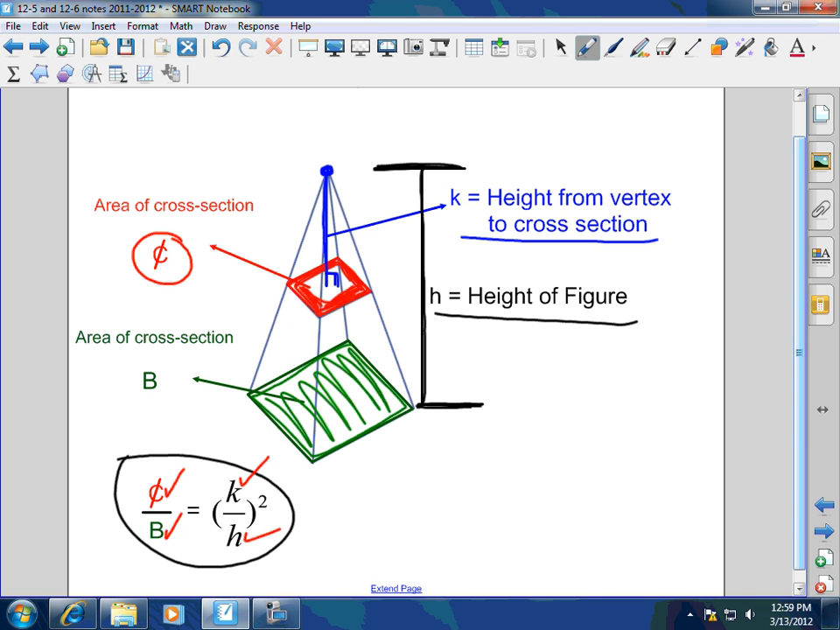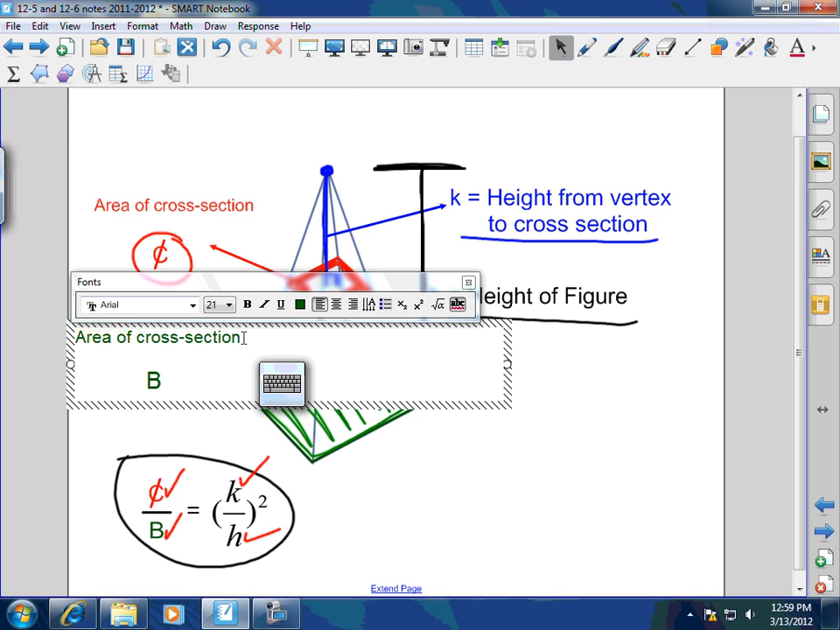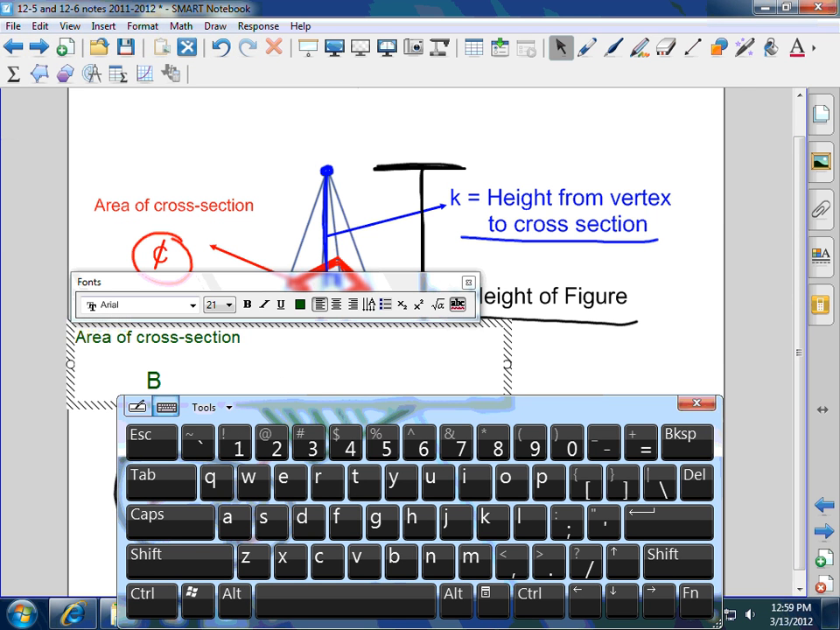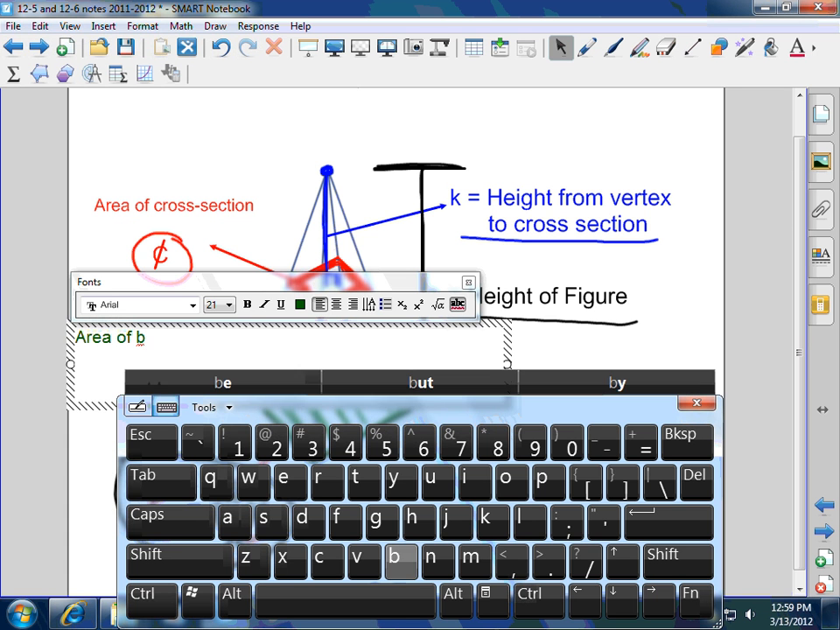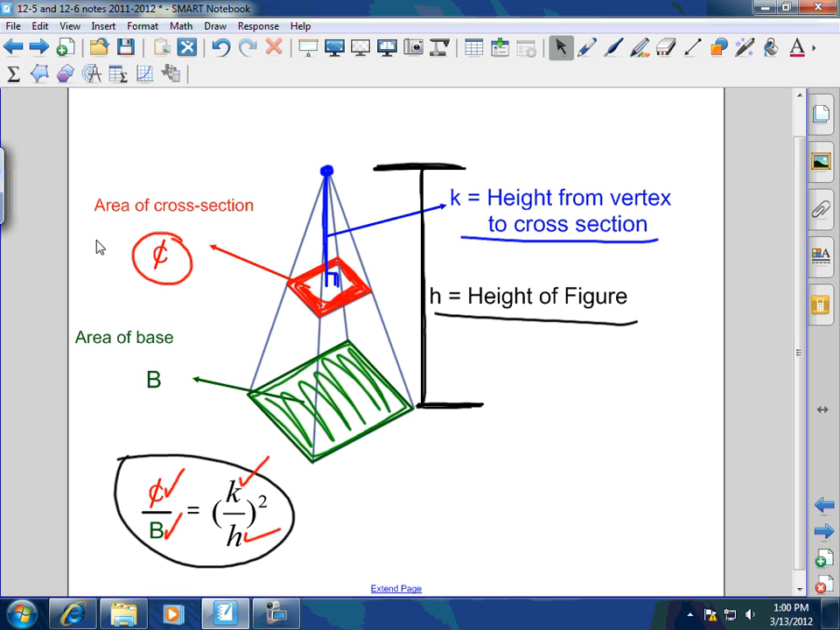Yes, sir. The green area is not called the cross section. I made an error here. I apologize, and I thank you, son. That is the area of the base. Thank you. Okay. Awesome. Thank you, son. Does that make sense, guys?